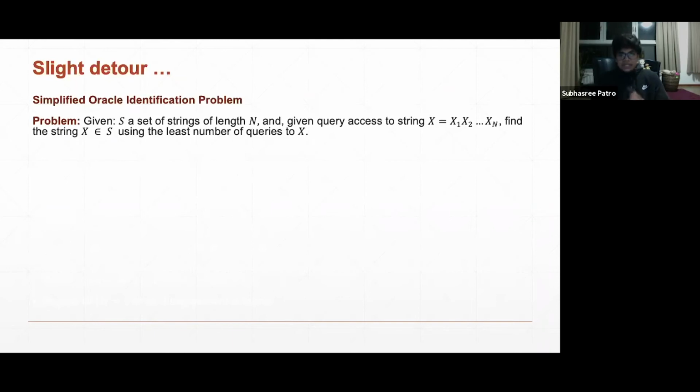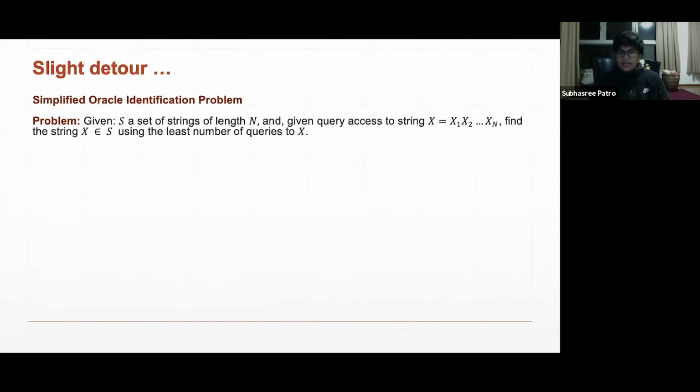We are given a set S of strings of length n. Now, this set doesn't have to contain all possible n-bit strings. It can be just a subset of all possible n-bit strings. In addition to that, we are also given query access to another string x, which is also n bits. Now we want to find this string x using the least number of queries to x.